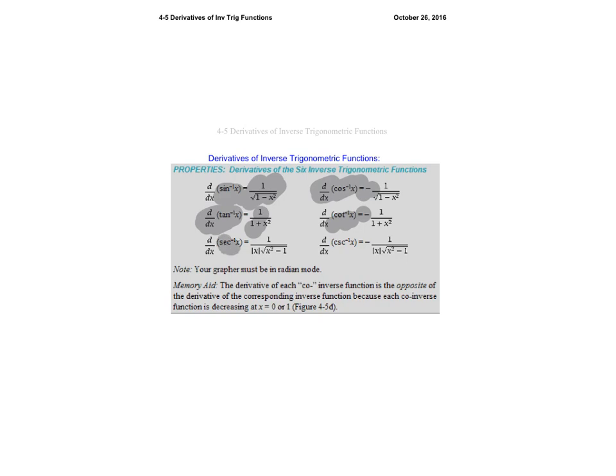And then for the secant, it would be whatever this is. That looks so weird. And then for cosecant, you do this. And your graph must be in radian mode. And then the derivative of each. Don't bother with this memory aid. We don't need a memory aid. We are the memory.